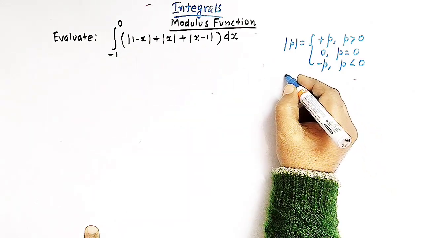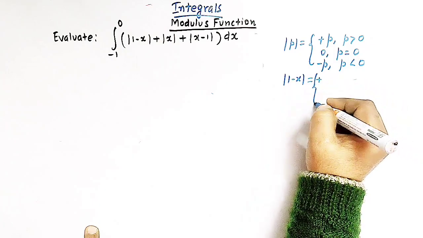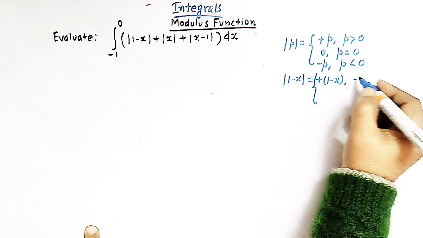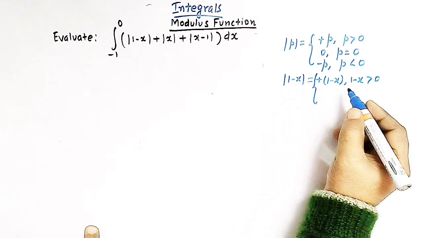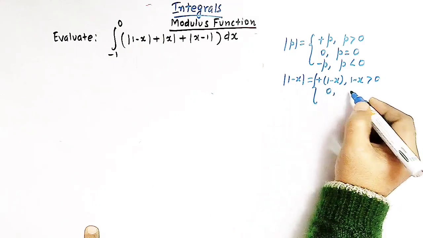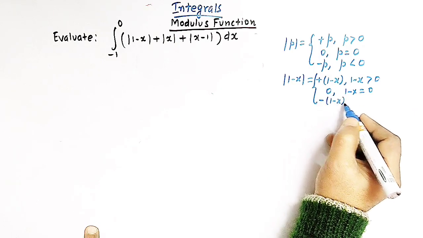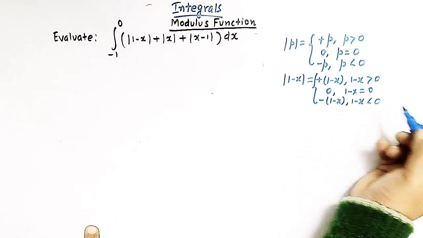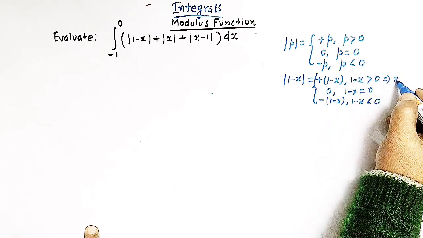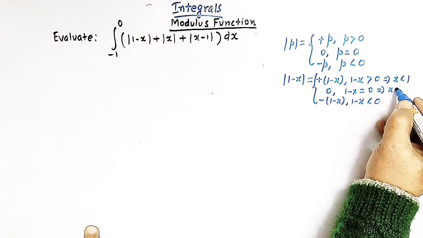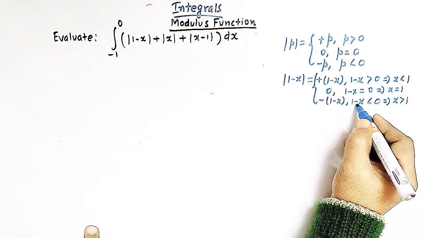So here we have first mod of 1 minus x. So mod of 1 minus x is positive 1 minus x whenever 1 minus x is greater than 0, and mod of 1 minus x is 0 whenever 1 minus x is equal to 0, and this is negative of 1 minus x whenever 1 minus x is less than 0, right? So from here we can see that x is less than 1. From here x is equal to 1, and from here x is greater than 1, right?